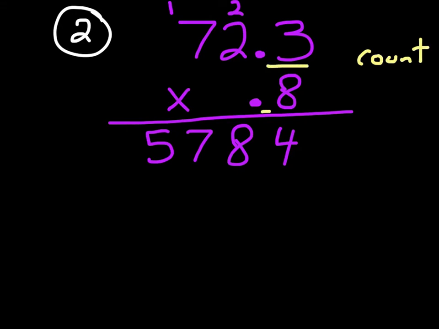I count 2 numbers to the right of decimal points, the 3 and the 8. So I need to count 2 numbers to the right of the decimal point, and this answer is 57.84. Multiplying and counting. Multiplying and counting, that's all this is. Next, problem number 3. We're going to get a little bigger.